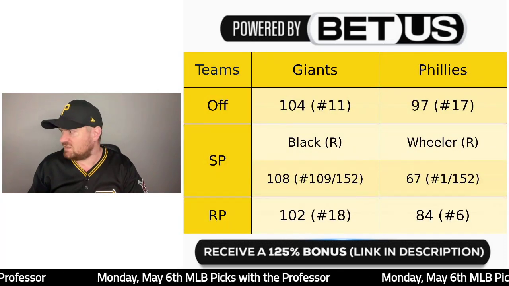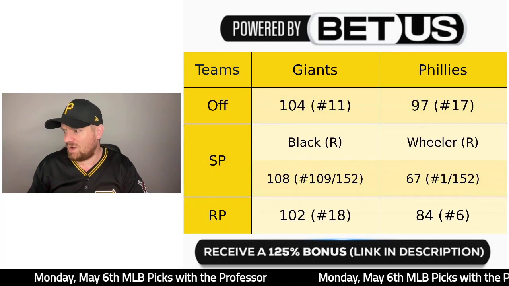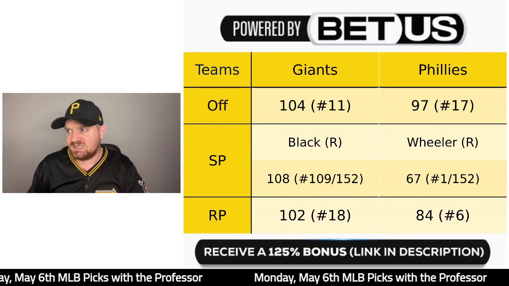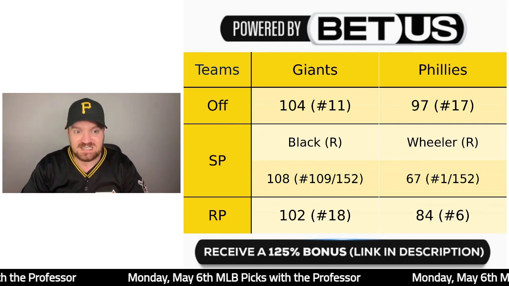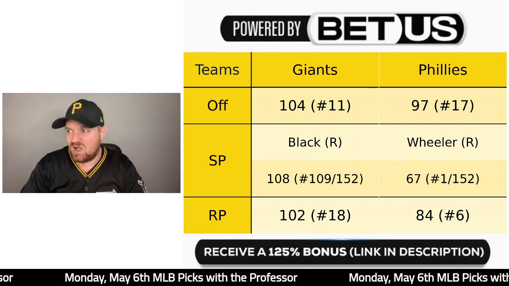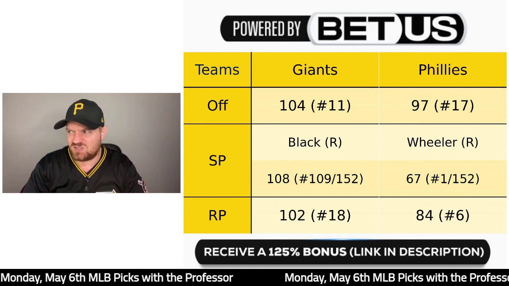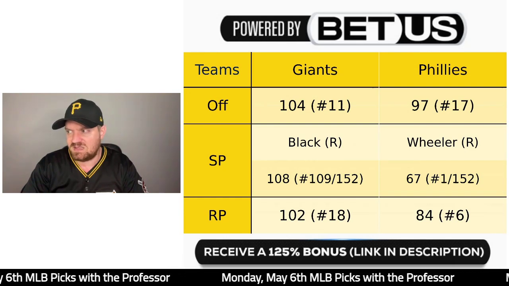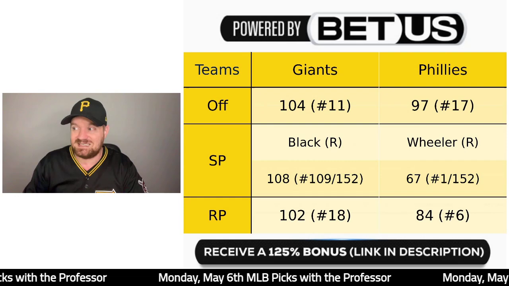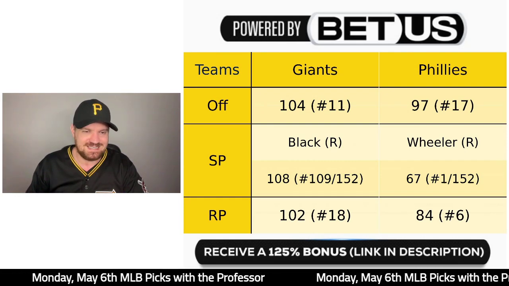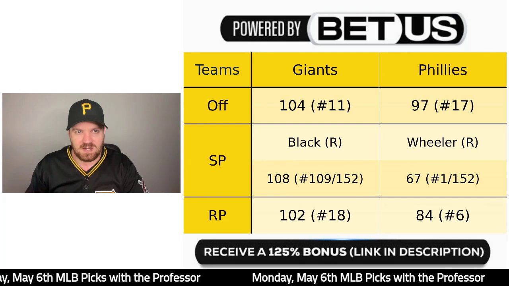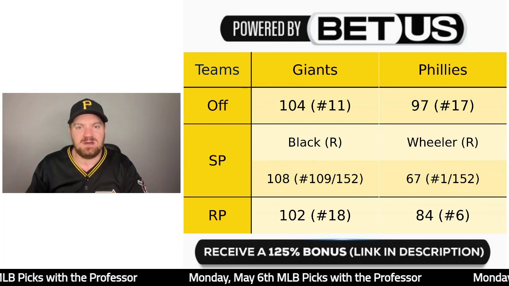We'll start off with the Giants and Phillies. They do have an afternoon game, a little getaway day action for our Monday afternoon. A nice day in Philly, low 70s is what we're eyeing right now. Slight breeze in. Park should play pretty normal. It's looking like the major league debut for Mason Black. It's a 108 grade, pretty standard for young guys coming up.